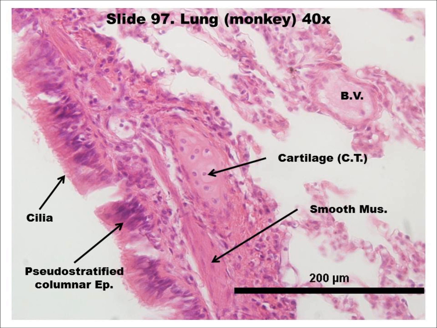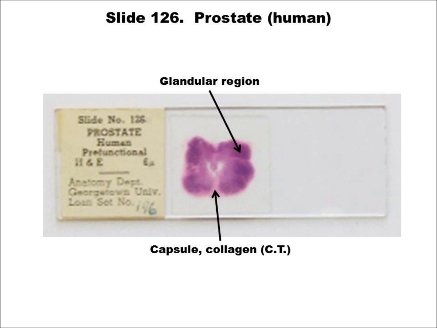In the wall of the bronchus is a band of smooth muscle as well as cartilage. The cartilage typically has a glassy appearance with round chondrocytes scattered throughout. Next, examine slide number 126 of the normal human prostate.